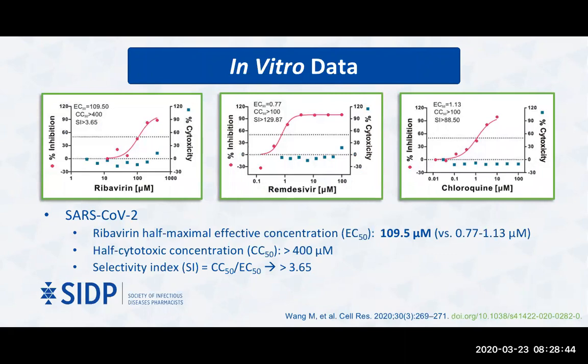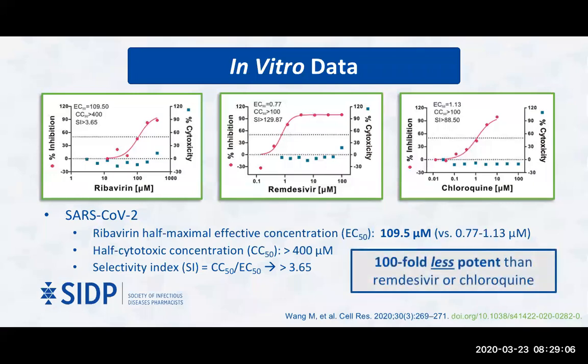Looking at the in vitro data that's available for SARS-CoV-2, the ribavirin half maximal effective concentration, or EC50, was measured most recently a few weeks ago in a study that was published by Wang and colleagues at 109.5 micromolar. And this, in comparison to some other potentially promising agents for SARS-CoV-2, appeared to be about 100-fold less potent than the similar EC50s for remdesivir and chloroquine, which were around 1 micromolar in comparison.